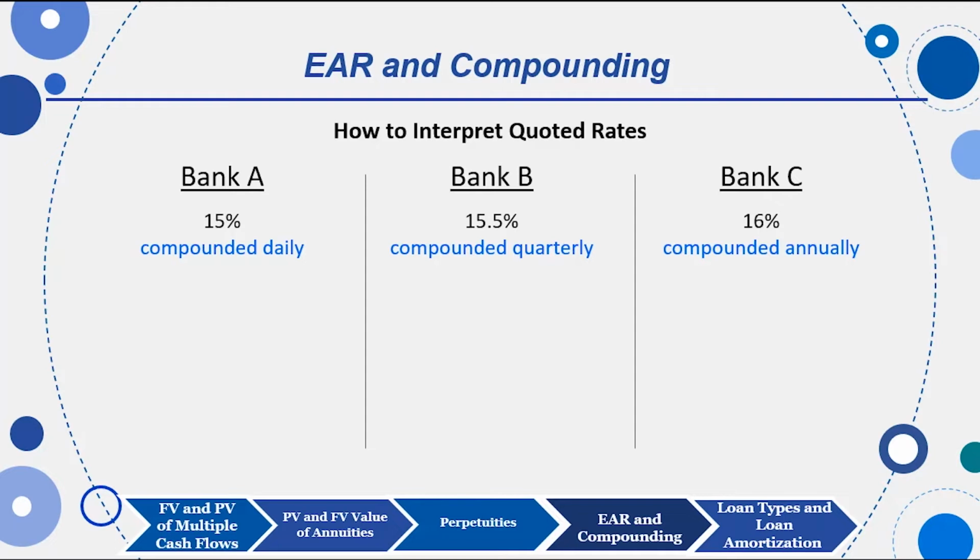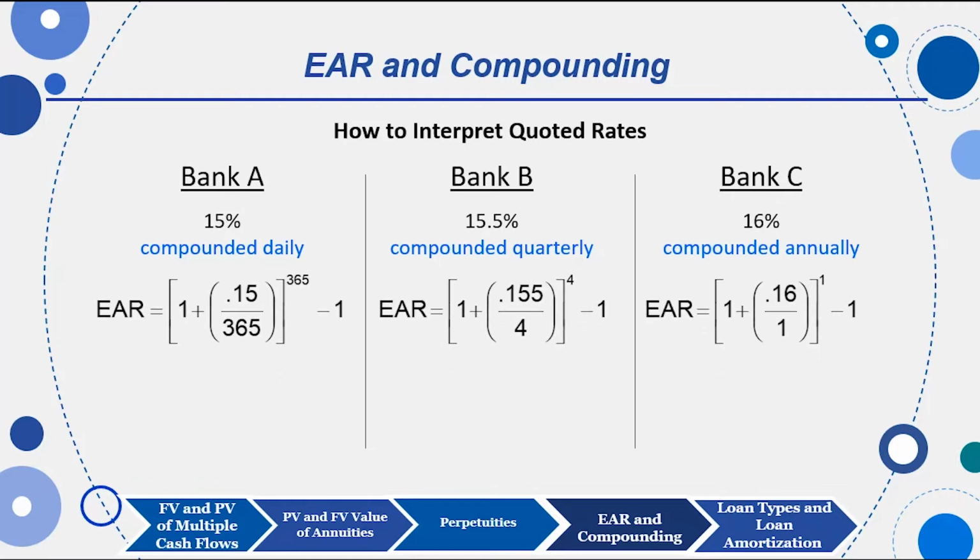Here are 3 banks. Which bank gives you the best deal? Is it 15% compounded daily, 15.5% compounded quarterly, or 16% compounded annually? Which of these 3 banks should you invest your money in? That's the APR, annual percentage rate. You need to calculate the EAR because they're compounded more than once per year. So in the first one, M equals 365. In the second bank, M equals 4. And at the third bank, M equals 1 because it's compounded annually.